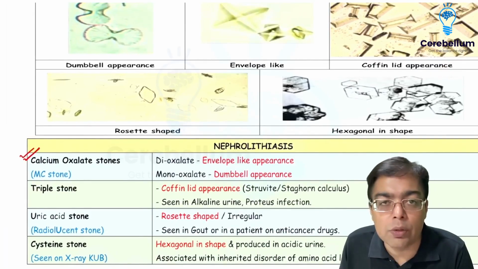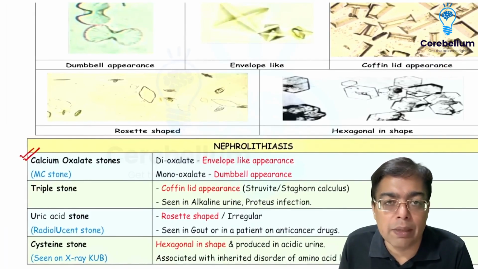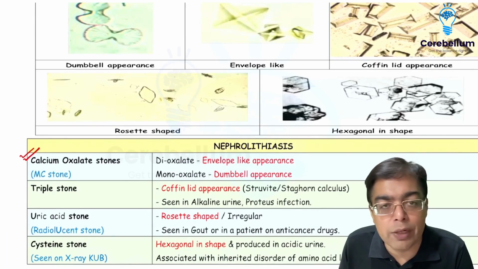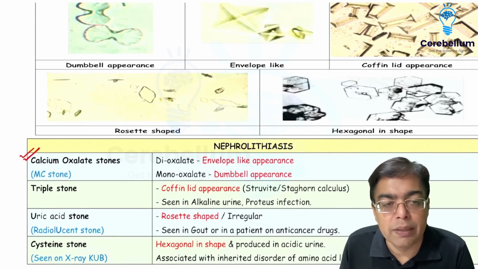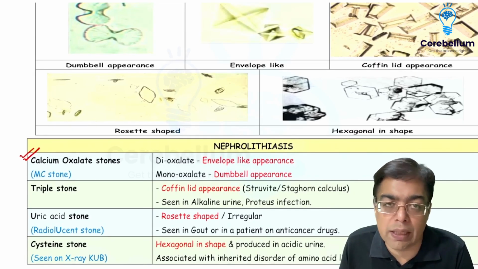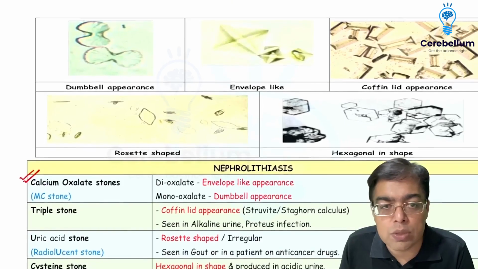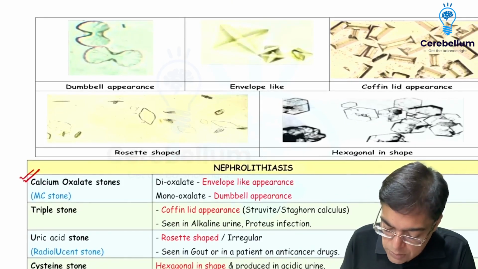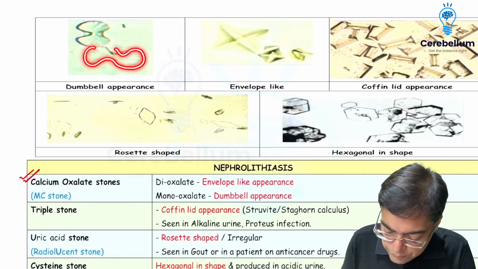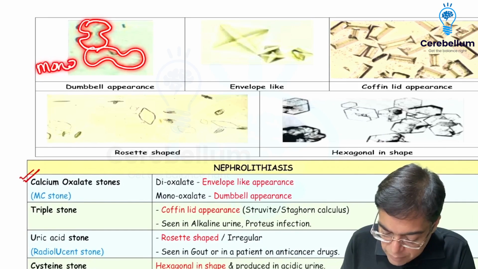This is attributed usually to development of hypercalciuria, for which the cause is not known. So idiopathic hypercalciuria. Patients who are going to be having calcium oxalate stones can be having the presence of calcium oxalate monohydrate stones or calcium oxalate dihydrate stone. Monohydrate stones are the ones which are going to be having a dumbbell appearance, right? So we say mono goes to gym, monohydrate is going to be having a dumbbell appearance.